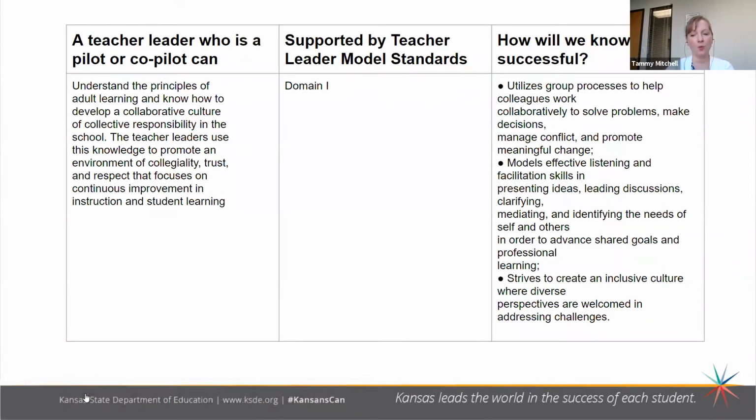And so we used some references to try to describe a teacher leader who is a pilot or a co-pilot, and what those people can do and how you would know if they were successful. And then we also have the reference for where you can find more information about this particular competency.